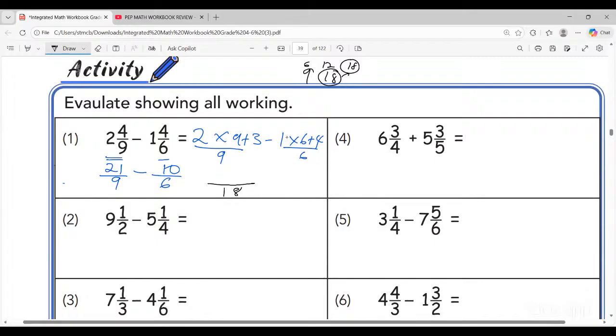Now 9 into 18 goes 2 times, so we multiply that by the numerator. And of course, 2 times 21 is 42. 6 into 18 goes 3 times. And multiply 3 times 10 to give us 30. So that's 12 over 18. And we can reduce this as well. All right, so we can reduce it by dividing by 6. So this gives us 2/3.